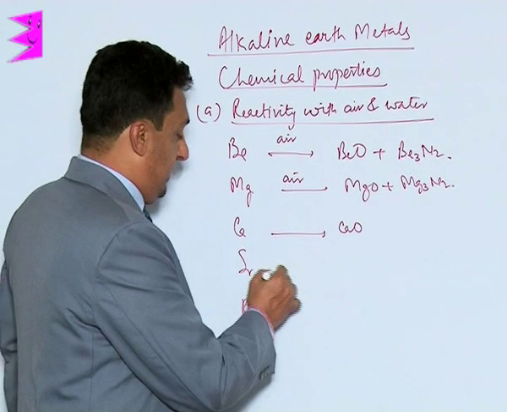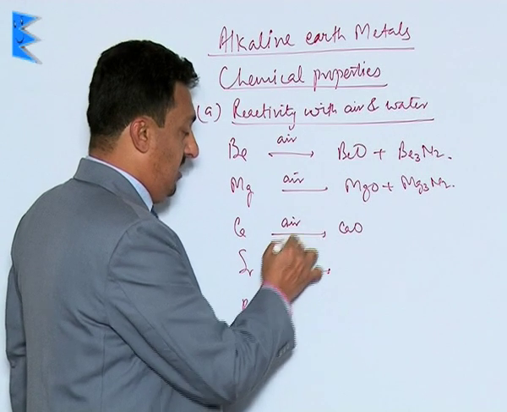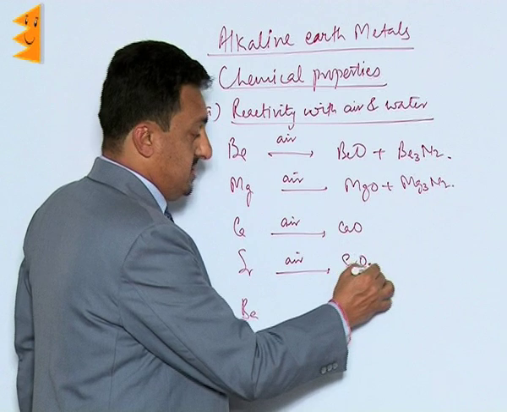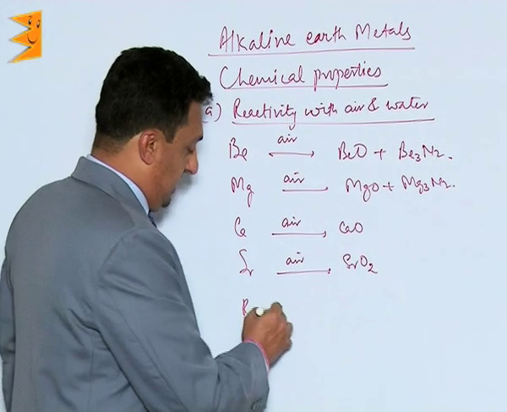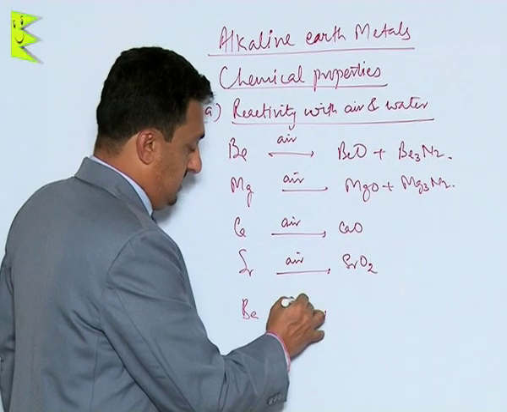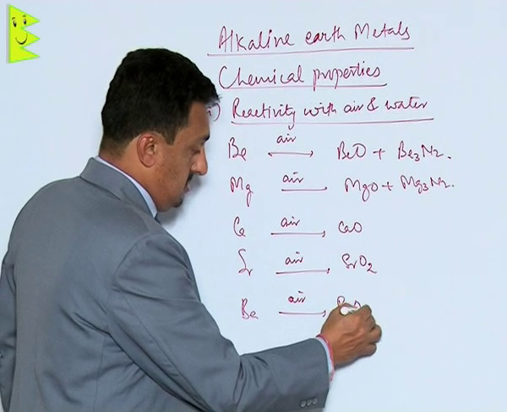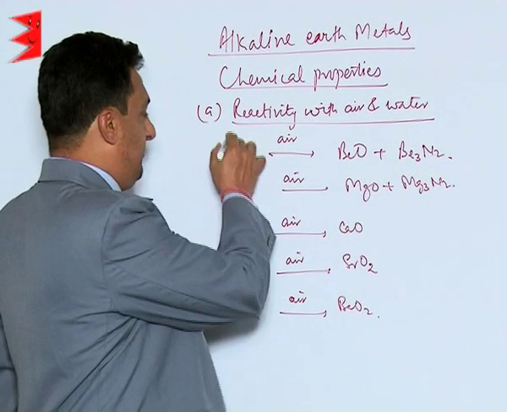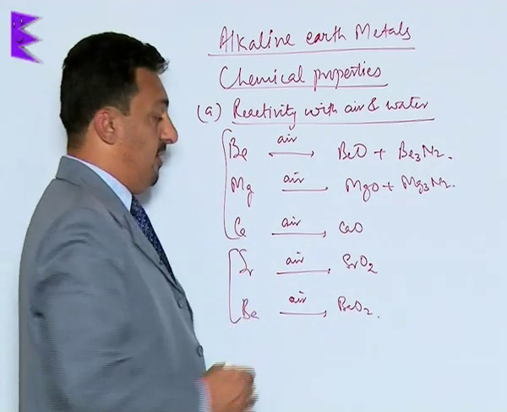Then what we find is that strontium and barium, in air or with oxygen, form their peroxides: strontium peroxide, barium peroxide. So that's the difference. The first three form oxides and the last two form peroxides.